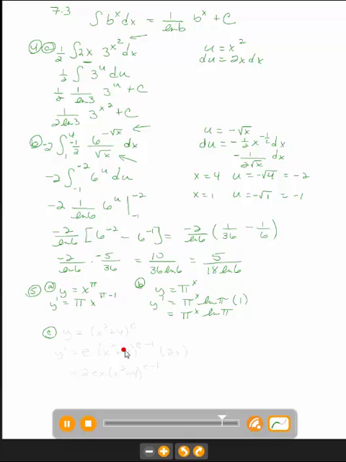Part C. The difference between A and B. The exponent on A was a number, so it's a regular old power rule. But the exponent on B was a variable, and that's when you have to use our new rules for b to the x.